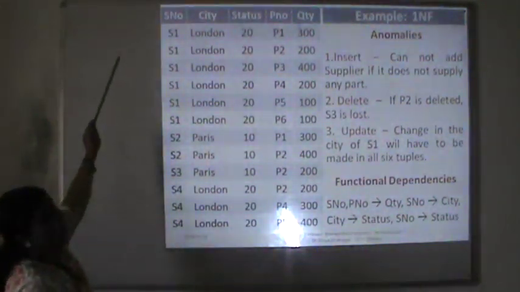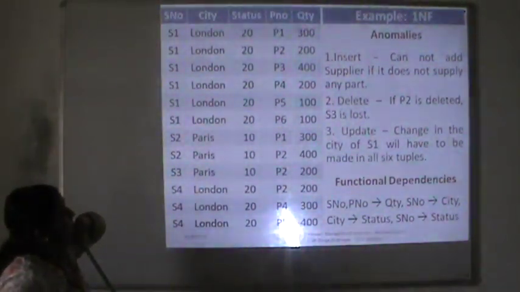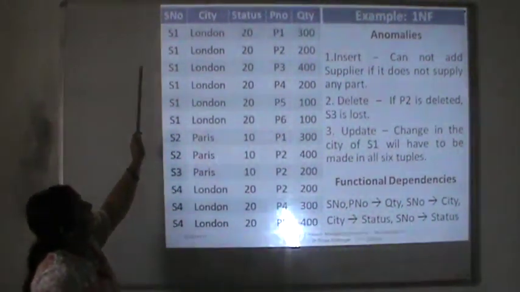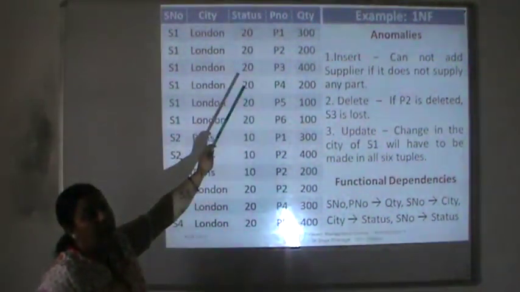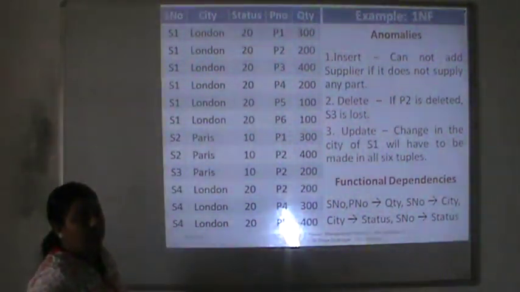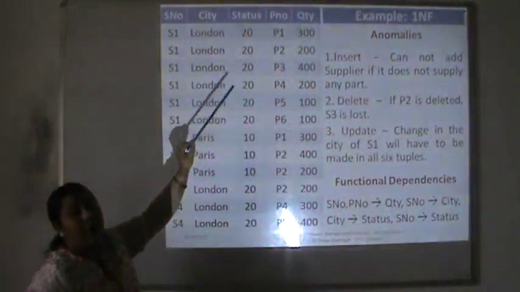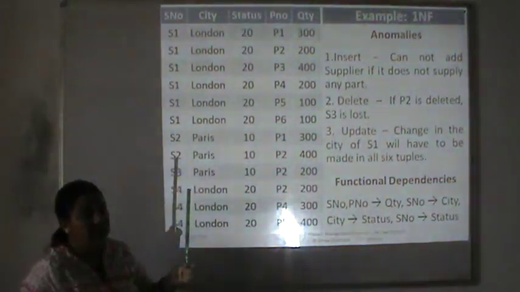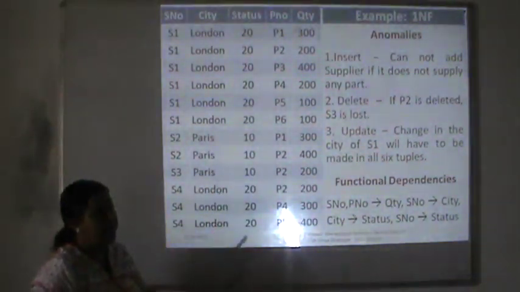Now, carefully look at the data stored in all these attributes. First of all, the attribute supplier number denotes the code number of the supplier, and the part number denotes the part being supplied by the supplier. So, the key value in this relation is the supplier number and part number combination. Supplier number and part number attributes are combined together to form the key attribute of this relation.